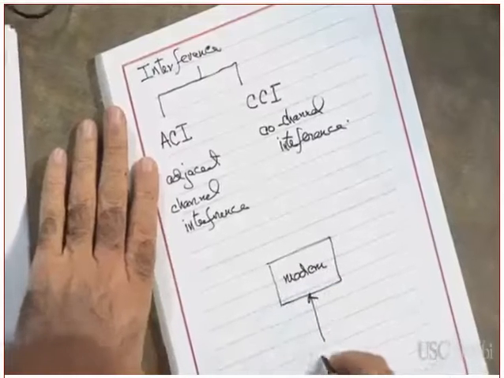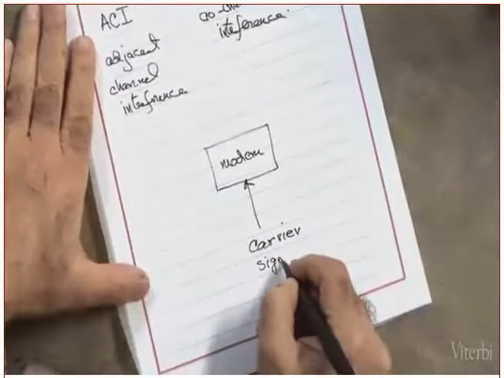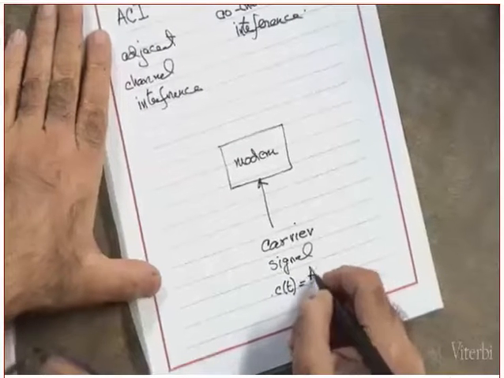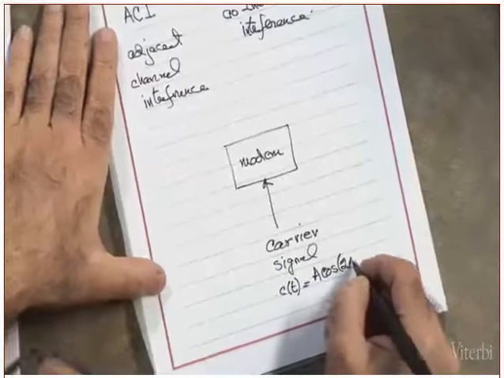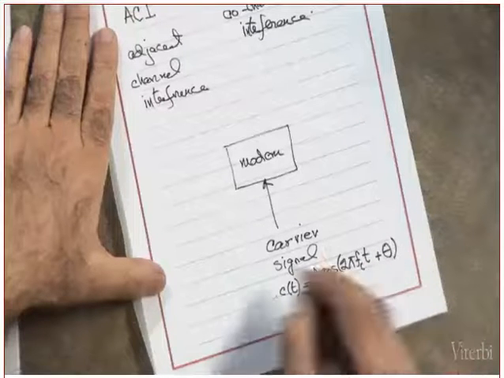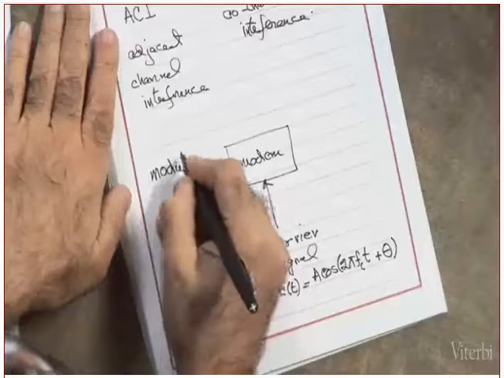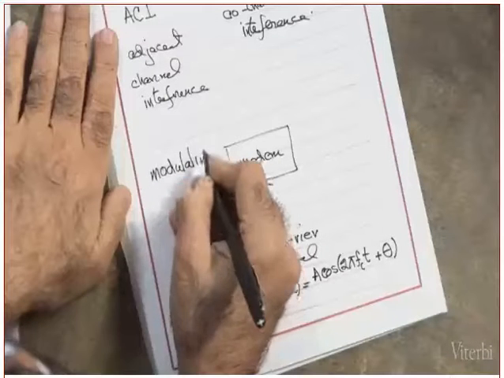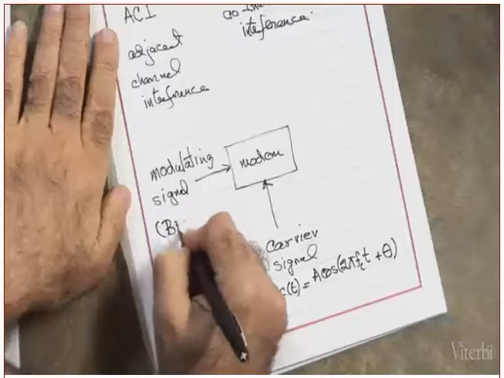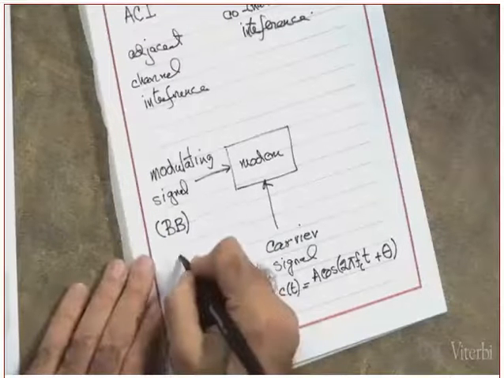And the first one is called the carrier signal. What is the mathematical model of a carrier signal? C of t, C stands for the carrier, is A cosine 2 pi f_c t plus theta or phi. This is the modulating signal. Another name for the modulating signal is the baseband signal or the information signal. Clear? Call it m of t, for example.